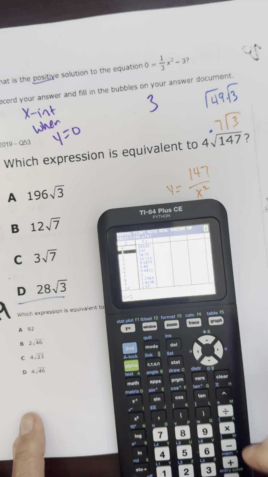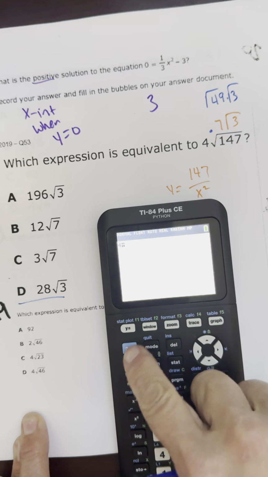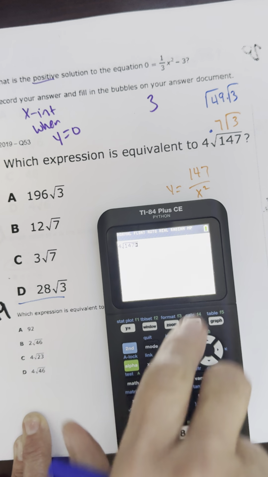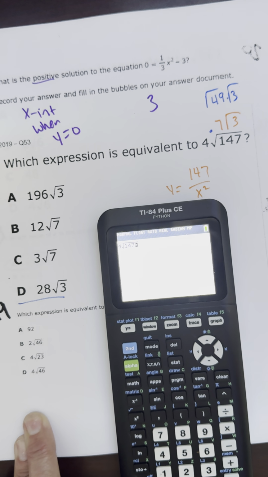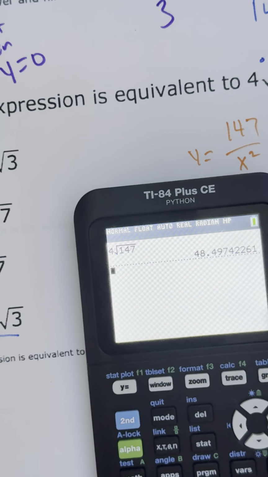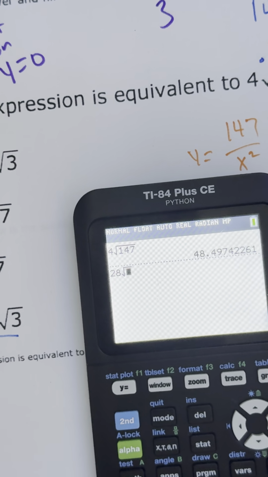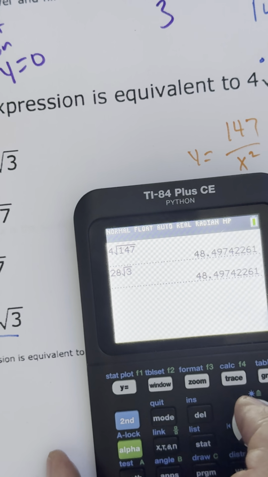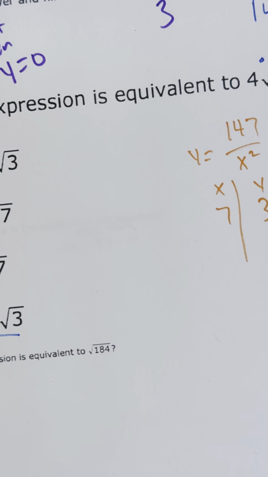And I know that a lot of you like your calculators. So 4 and the square root of 147. So this is not in y equals. It's just in your standard screen. Let me zoom in just a tad. Get a decimal answer. And then 28 on the square root of 3. Get a decimal answer. The decimals match. So our answer is correct. So that can always be your fallback: you take a guess and see if the decimals match.